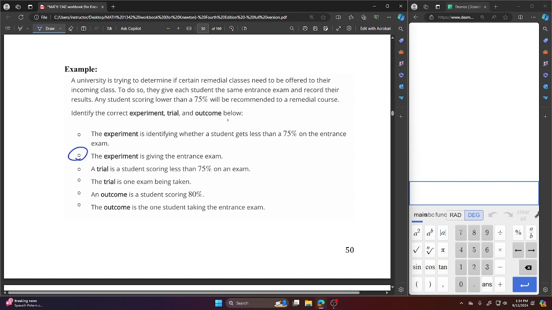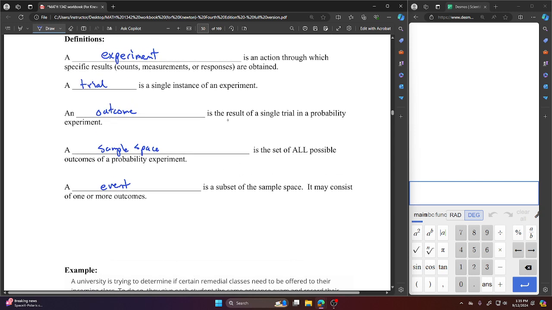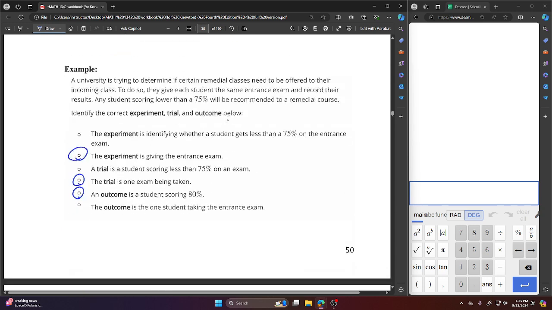Okay. A trial is a student scoring 75 or less, or a trial is one exam being taken. One exam. Yep, a single thing. An outcome is scoring 80%, or an outcome is a student taking the exam. Yeah, the 80%. If you see, outcome is the result of it. Correct. That's it. Just one piece of data. Yep. Cool. And we'll never see it again, literally.